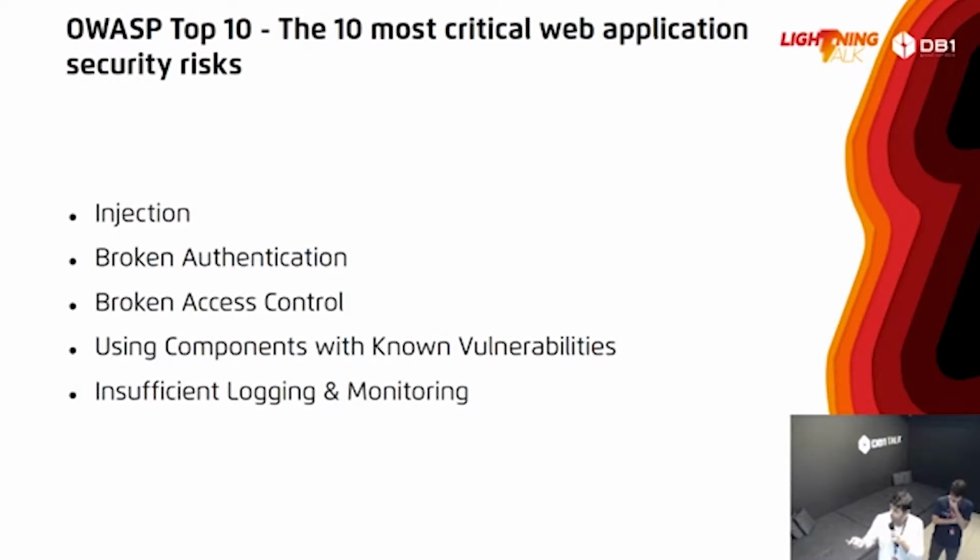Broken access control is when you can access something that belongs to another user, something that's only yours. So if you go to a URL and get data from another user, that can be possible. Another one is using components with known vulnerabilities.